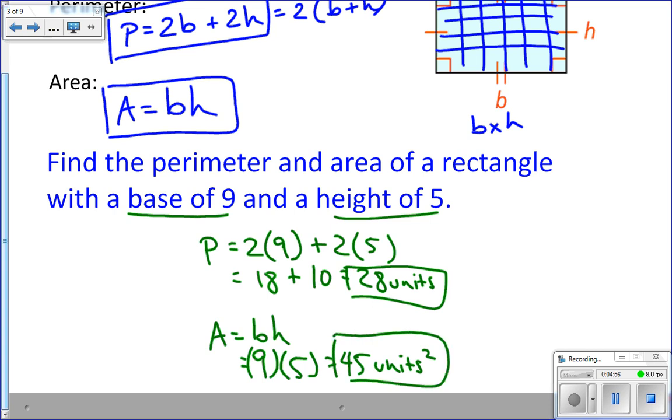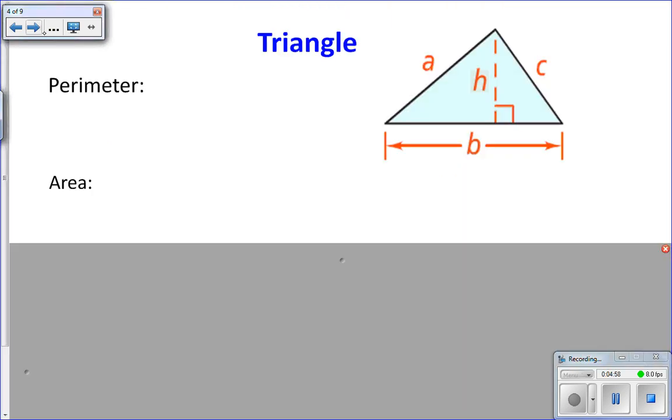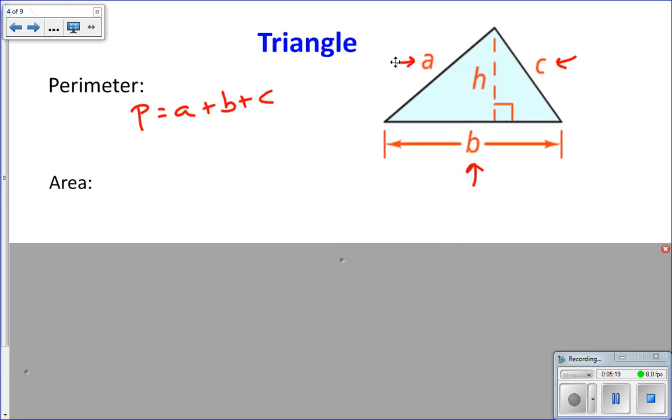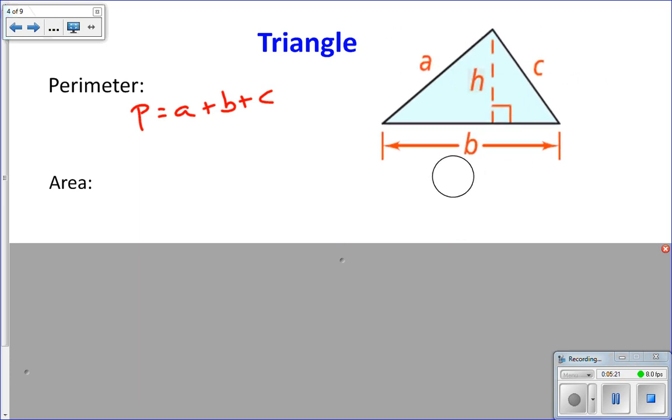Okay, let's move on to the next shape, a triangle. The perimeter of a triangle, again, is the distance around the outside of the shape. But I know all three lengths. This is A, this is B, and this is C. So the perimeter is equal to A plus B plus C. Pretty typical. You just add up the three sides of your triangle.